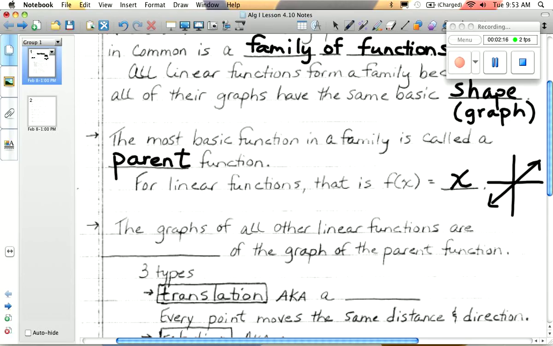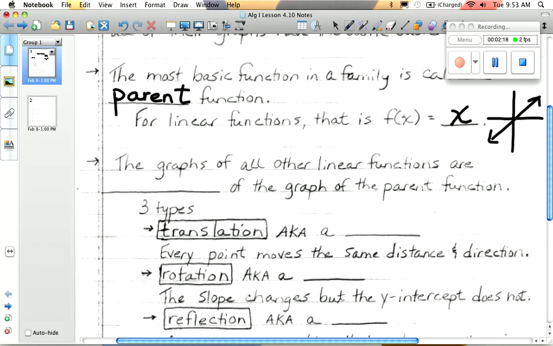And then the graphs of all other linear functions are transformations of this parent. Writing kind of big today, I guess. The graphs of all other linear functions. Any other linear function that does not have a slope of positive 1 and a y-intercept of 0 has been transformed from the parent function.